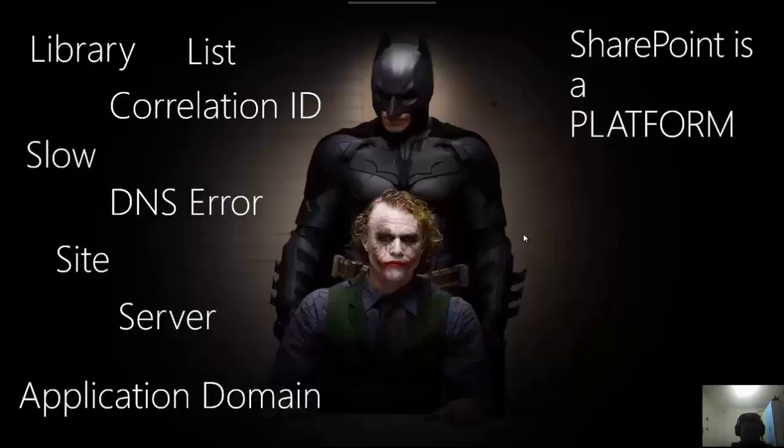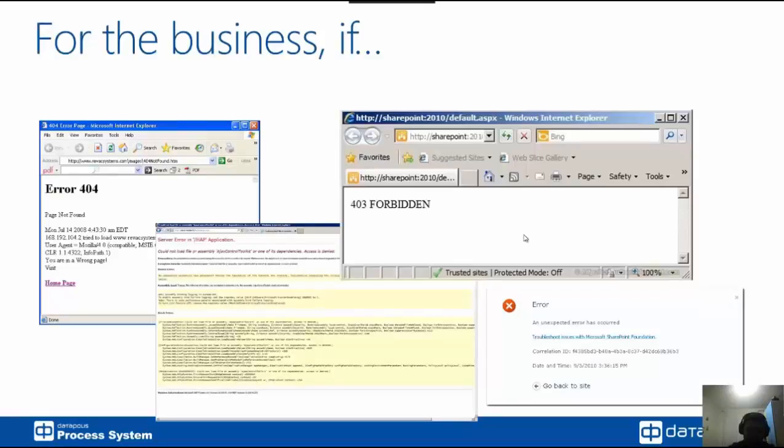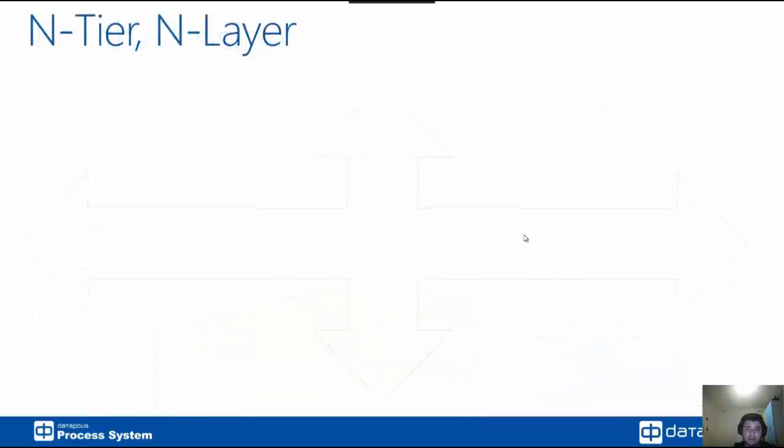SharePoint is a platform. And for the business, if they get this kind of pages, which actually means a lot for me, because the 404 is not the same as the 403, is not the same as a server error, and is not the same as a correlation ID page. But for the business, they are all the same. SharePoint is down. But they have to understand, or the business people should understand, that SharePoint is an N-tier and layer platform, meaning that you can have web front ends, or for the beginning at least one web front end, one application, and one SQL.